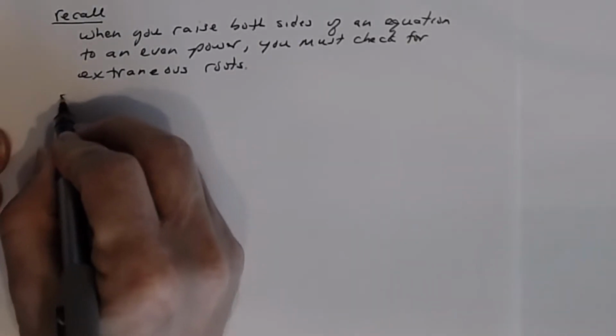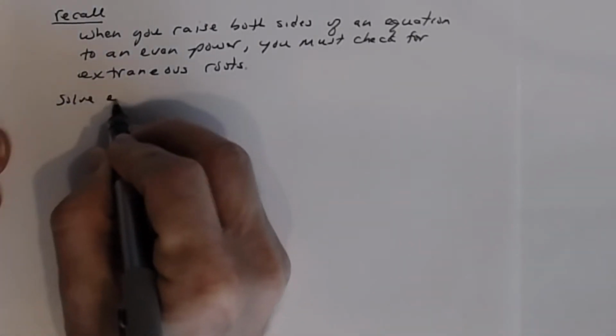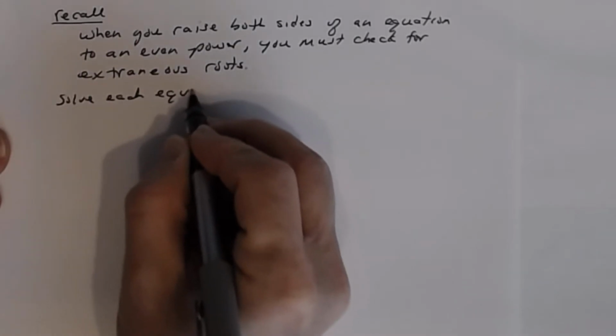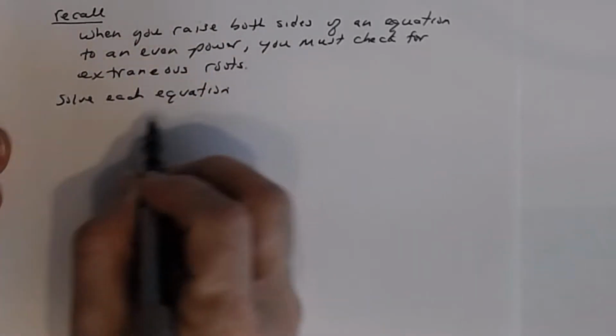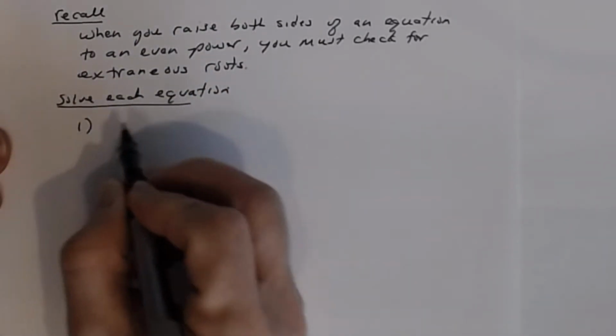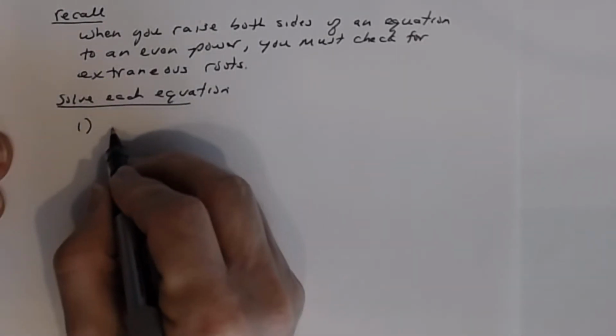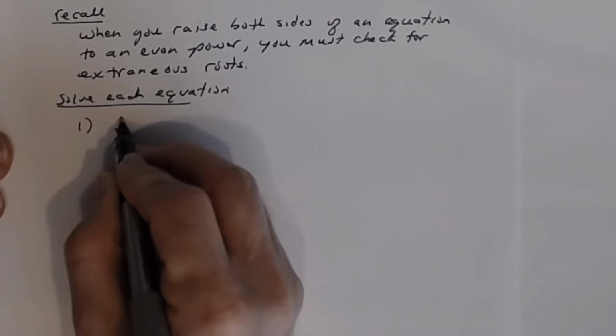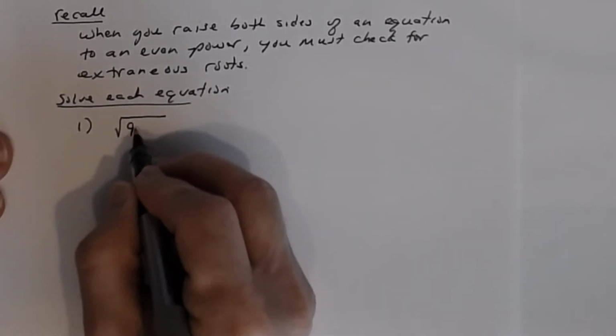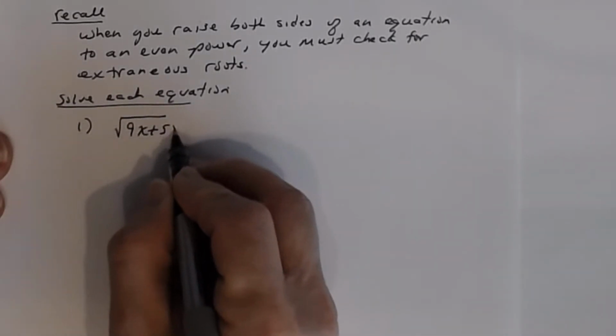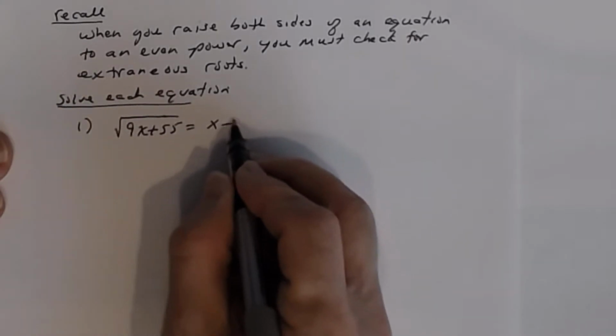All right, so let's look at an example. We're going to solve each of the following equations. So solve each equation. All right, and so here's number one. We have the square root of 9x plus 55 equals x plus 5.